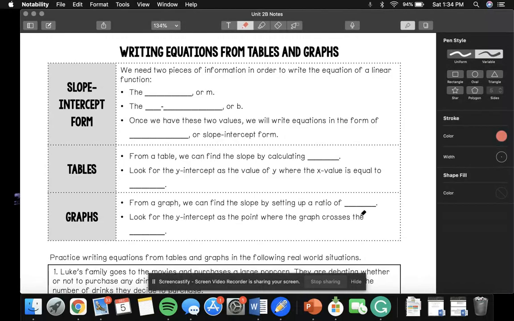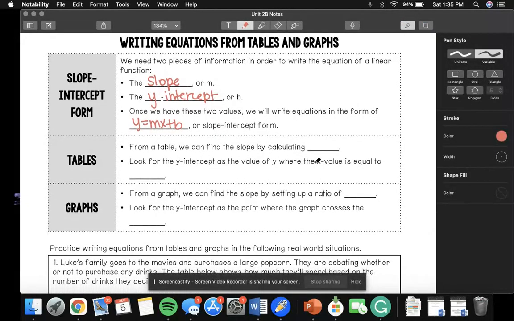So as always, we need two pieces of information in order to write an equation of a linear equation. First we need the slope, which is represented by our m value, and we also need our y-intercept, which we represent by our b value. Once we have those two values, we will write the equation in the form y equals mx plus b, or we call that slope-intercept form.